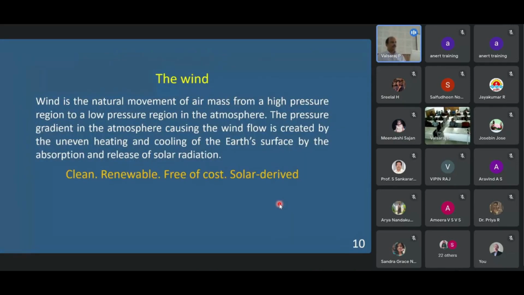Now coming to wind, what is wind? Wind is, as we all know, the movement of air mass from one region to other caused by pressure difference, and the pressure difference is caused by uneven heating and cooling by the sun. It's a clean fuel, free of cost, it's available, it's renewable, it never gets depleted, it gets renewed, and it's a form of solar energy. It's solar derived. In fact, it's a kind of solar energy.